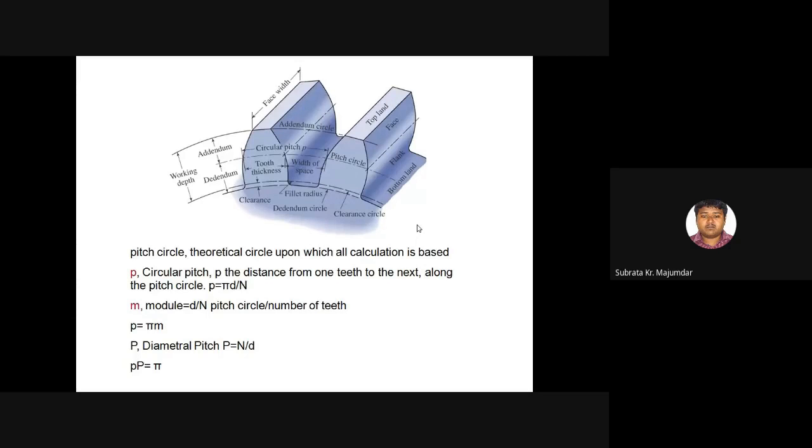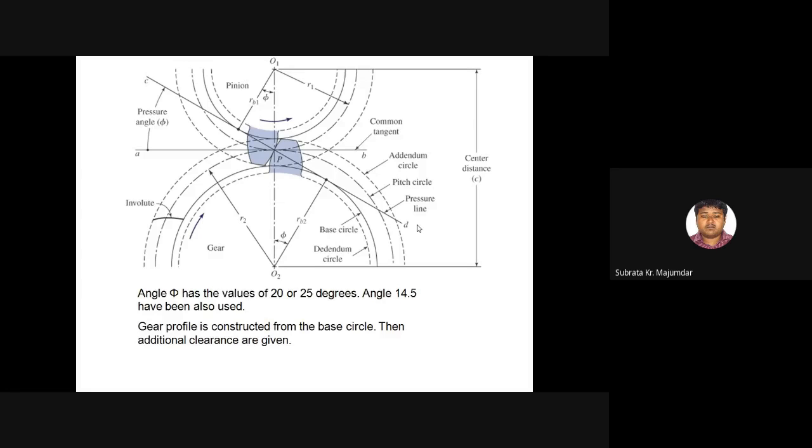Now we come to the module. Where is the diagram of module? Are you observing the diagrams of module?